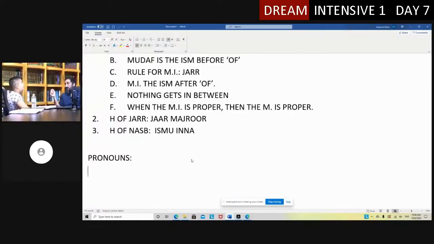Start over. Huwa huma hum. Hiya huma hunna. Anta antuma antum. Anti antuma antunna. Start over. Huwa huma hum. Hiya huma hunna. Now I know the feeling. Yes, I remember now.